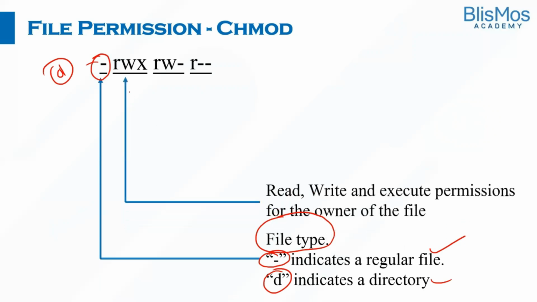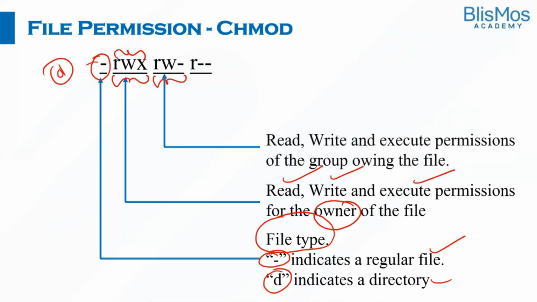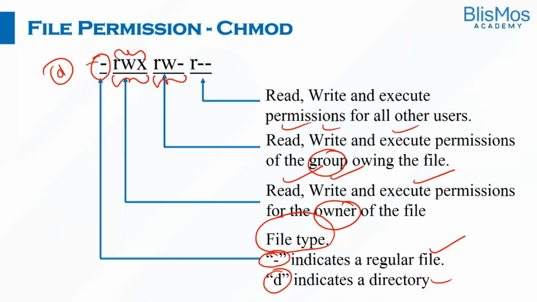Then the next set of permissions, this rwx: the next 3 characters indicate read, write, and execute permissions for the owner of the file. Then the next 3 characters indicate read, write, execute permissions for the group owning the file. Then we have the next 3 letters indicating read, write, execute permission for all the other users. Wonderful. We understood each aspect of permissions.